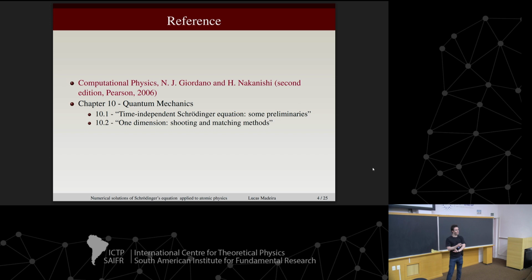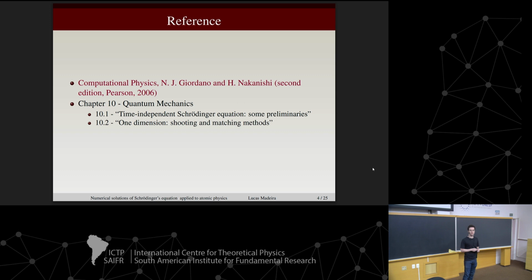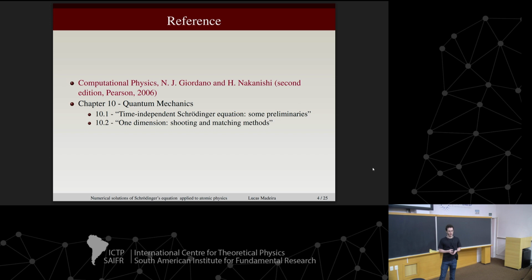But if you want a book to study computational physics, I recommend this one, Computational Physics by Giordano. And it has not only applications to quantum mechanics, but also E&M, statistical physics, classical mechanics. So if you want to try some simple problems, and some complex ones too, this is a really good reference. If you want to read more about the things I'm talking about this week, it's chapter 10. That's the first chapter where they talk about quantum mechanics, okay?